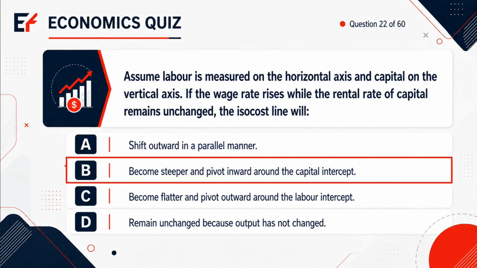Option A is incorrect because a parallel outward shift would result from an increase in the total budget. Option C is incorrect because a higher wage makes the line steeper rather than flatter. Option D is incorrect because isocost lines depend on input prices and total expenditure, not output level.